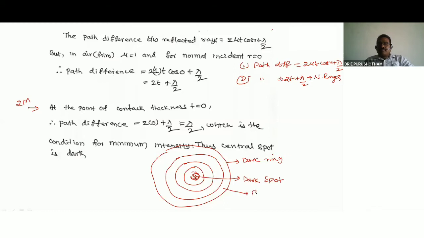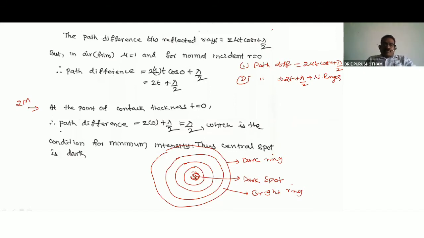This is the bright ring. Bright ring. So here, dark spot. We are observing the dark spot at the center. Why? That is the question in Newton rings experiment. In Newton rings experiment, they will ask for 2 marks in our annual exam also.